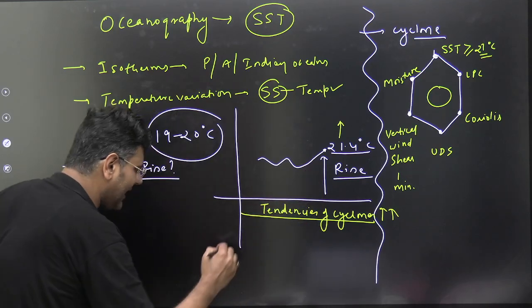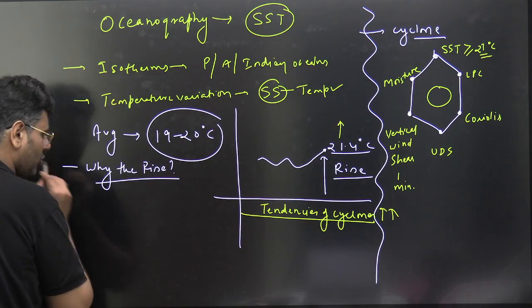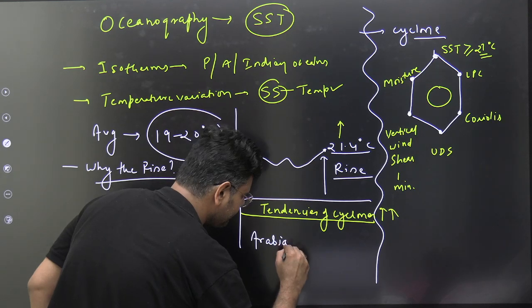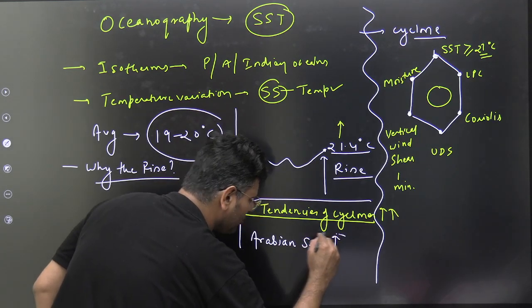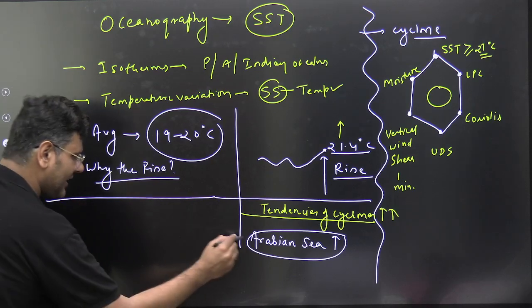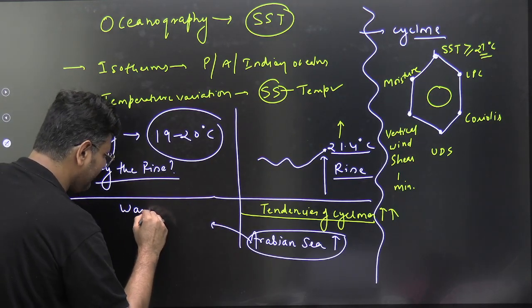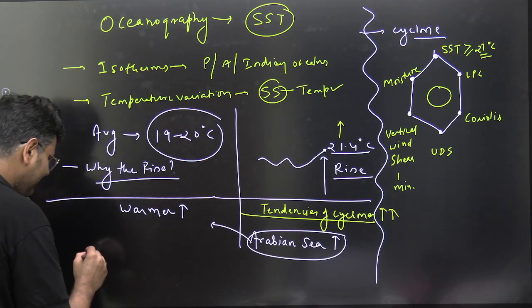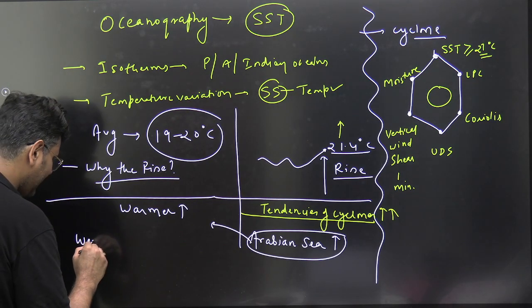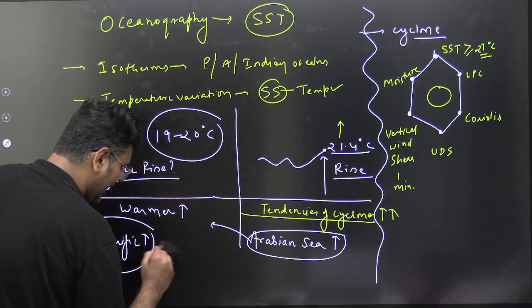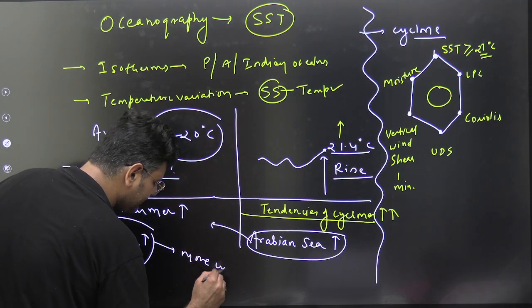And that is the reason that today, if I were to put you, the Arabian Sea is having more cyclogenesis this year. Because the Arabian Sea is getting warmer, we have more cyclones coming by. Not only this, if the Western Pacific is warming up, that means more cyclones.